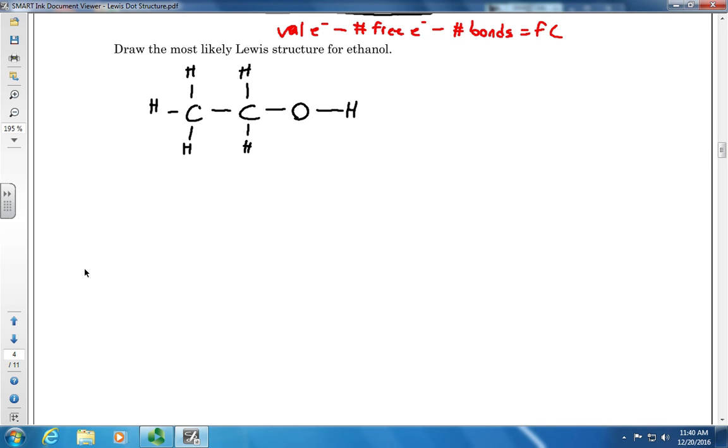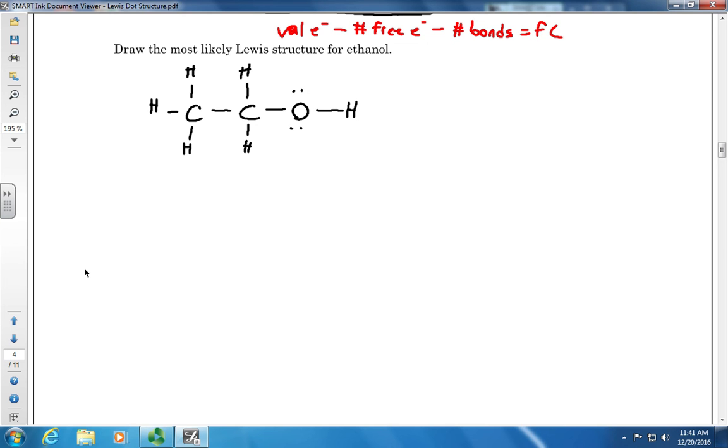If we were to count the total number of valence electrons, we have 2 carbons at 4 apiece, 6 hydrogens at 1 apiece, and 1 oxygen at 6, which gives us 20 total electrons. Each bond is worth 2, so we got 2, 4, 6, 8, 10, 12, 14, 16 total. So we really just need 2 over here.